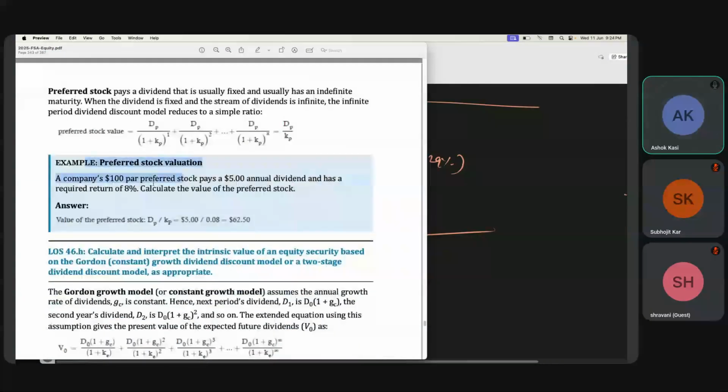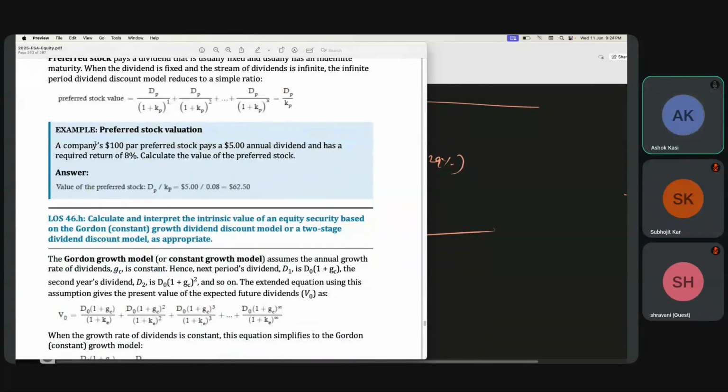Then preferred stock. See this one: a company's $100 par preferred stock pays $5 annual dividend and has a required rate of return of 8%. Calculate the value of the preferred stock.